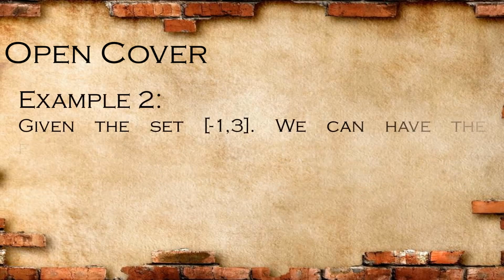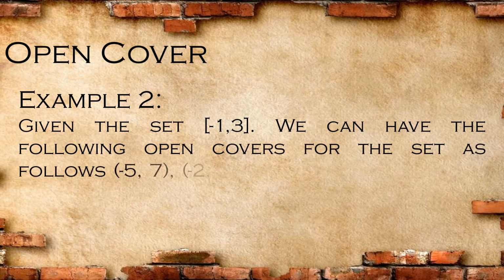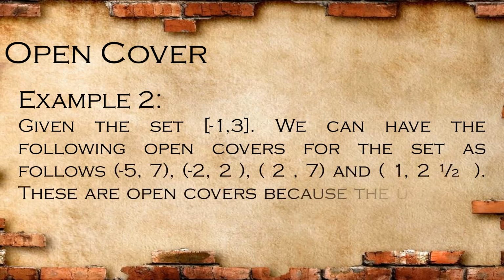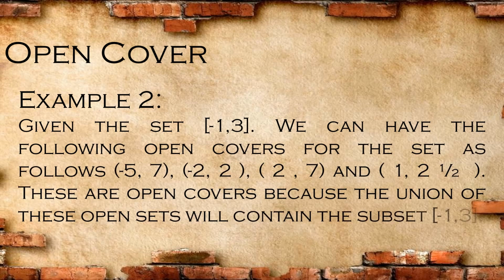Now for our second example under open cover, given the set closed interval negative 1 to 3, we can have the following open covers for the set as follows. Open interval negative 5 to 7, negative 2 up to 7, and 1 up to 2.5. These are open covers because the union of these open sets will contain the subset closed interval negative 1 and 3.